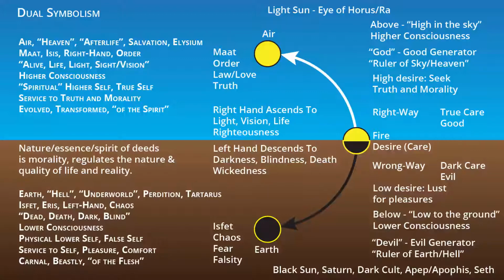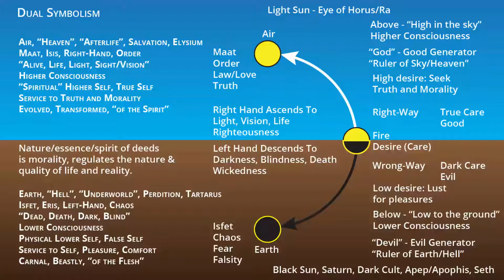Because the right hand ascending to light, vision, life, and righteousness is the right way. That's true care, and that's good. So it's above, high in the sky. You'll recognize the symbolism from Causality and Consciousness part one. That's above, high in the sky, higher consciousness.